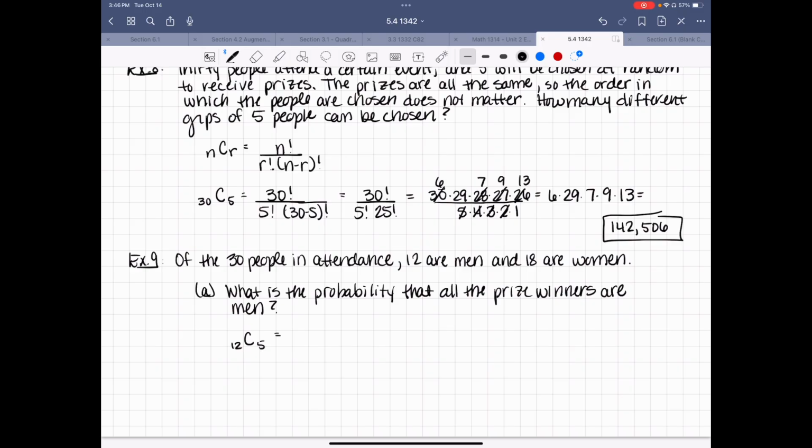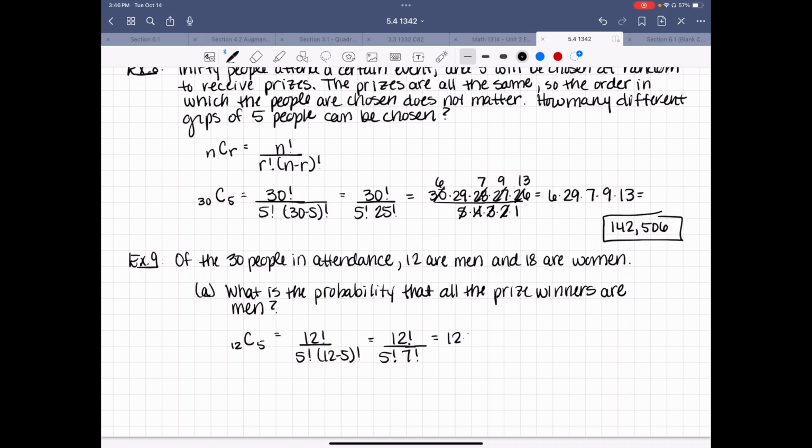So this tells you how many different combinations of men there are. When I say 12 choose 5, out of the 12 men, I'm going to pick 5. And how many different combinations could I have? Well, that's going to give me 12 factorial over 5 factorial times 12 minus 5 factorial. That gives me 12 factorial over 5 factorial times 7 factorial. Okay, well, the 7 and down are all going to cancel out.